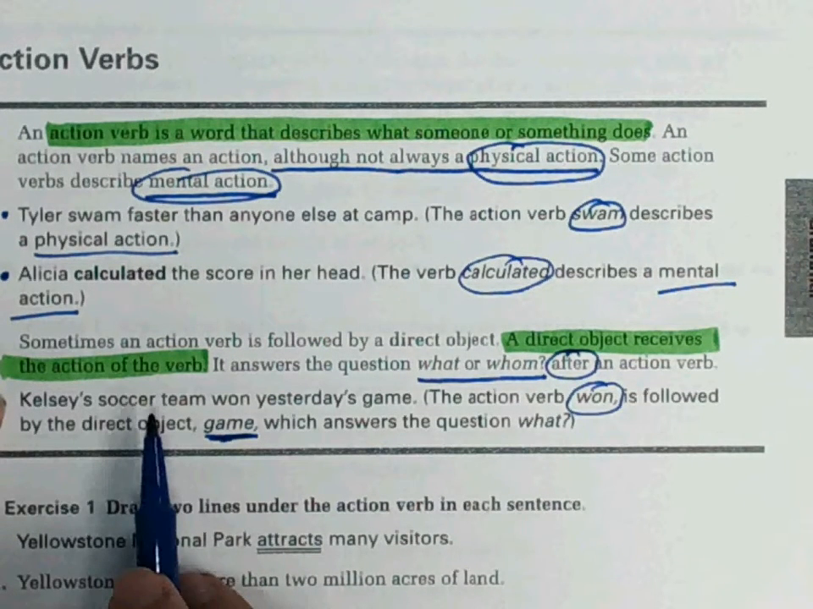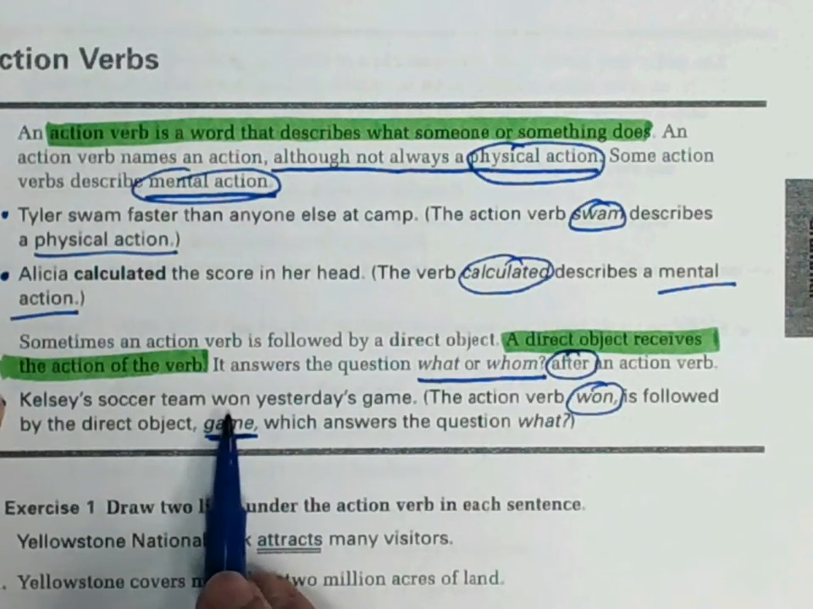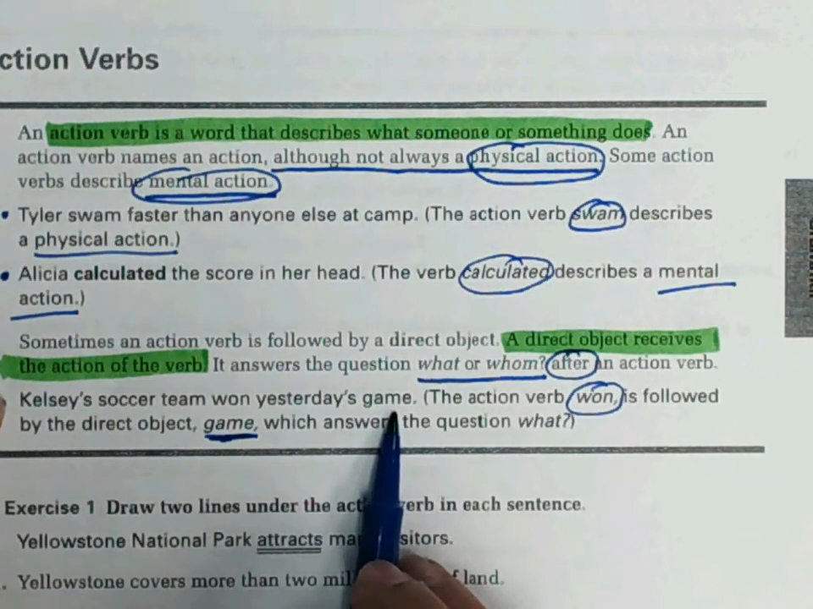In other words, you're going to read the sentence, Kelsey's soccer team won yesterday's game. You're going to find your verb or your action, which is won, and you're going to say won what? And the answer to that is that she won yesterday's game. So game is the direct object.